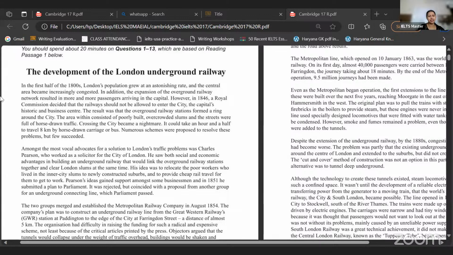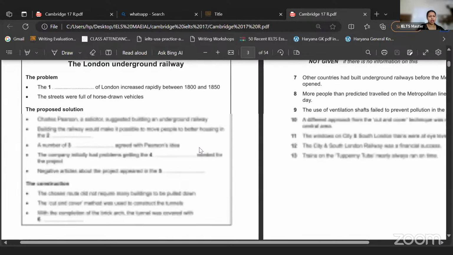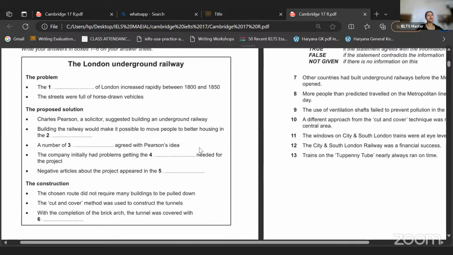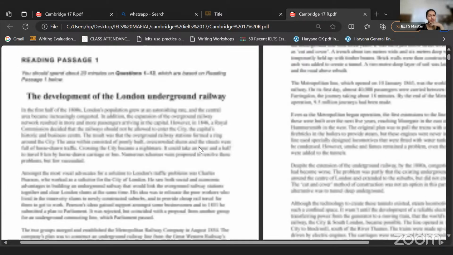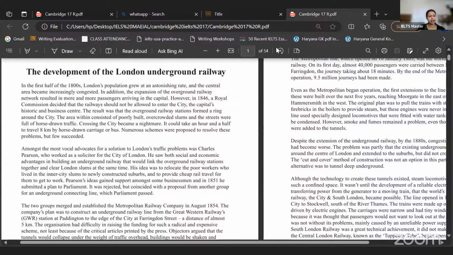Similarly, if I check the next question, they are saying the proposed solution. Charles Pearson, a solicitor, suggested building an underground railway. Building the railway would make it possible to move people to better housing in the dash. Proposed solution. All the questions are in sequence only. Proposed solution, shifting people. So let's read out the second paragraph now.